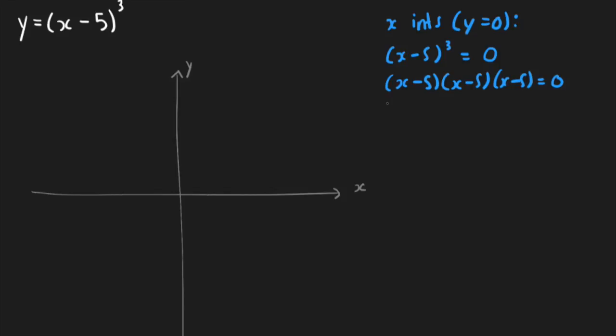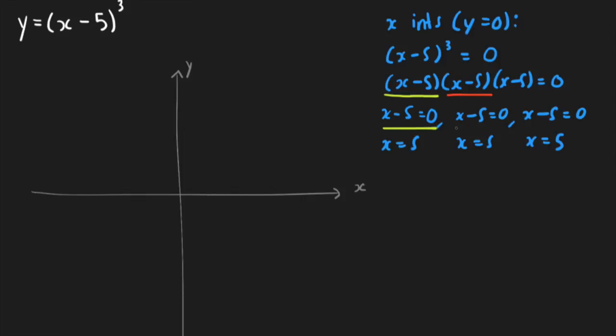So, what does this mean? Using the null factor law, this means that either x minus 5 is equal to 0, or x minus 5 is equal to 0, or x minus 5 is equal to 0, right? It's the same thing. x is equal to 5, x is equal to 5, x is equal to 5, right? I just want to emphasize that each of these comes from an individual factor, right? So because this factor is repeated thrice, that's why I've done this 3 times.